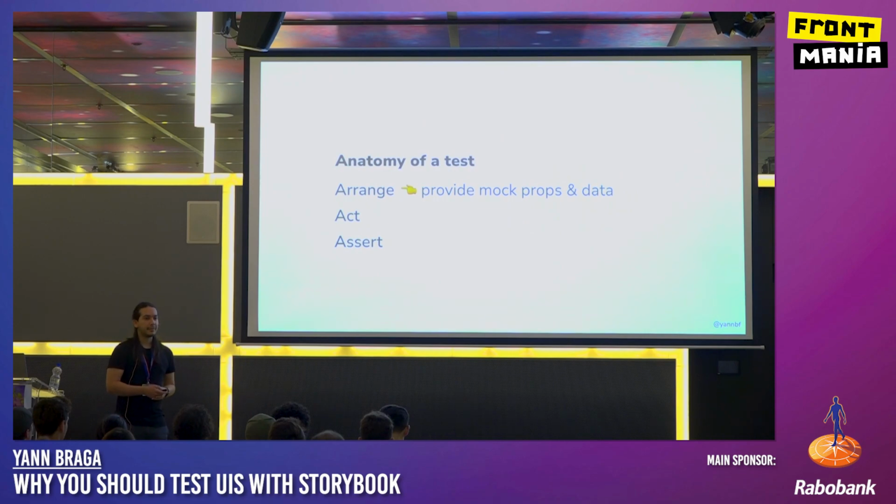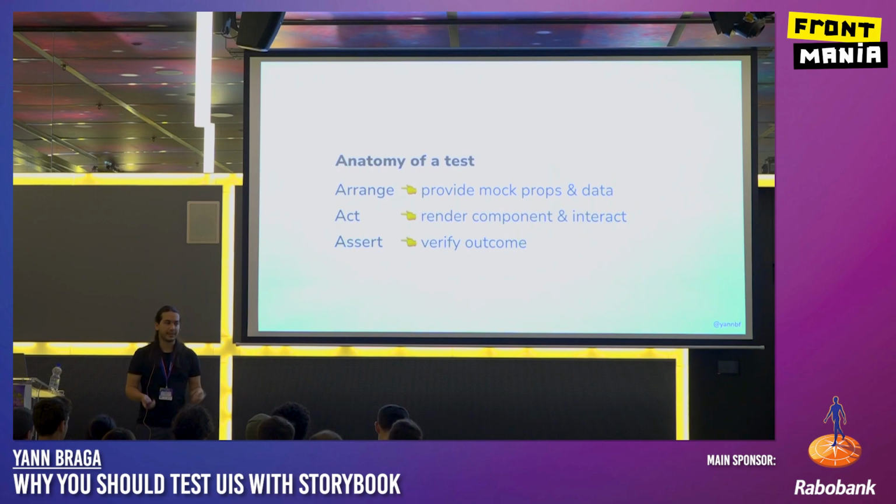The act is pretty much when you want to render your component, so you want to make sure that it's actually rendering correctly, and you're also interacting with it. And after you're interacting with your components, you want to be sure that you can verify the outcome. So for instance, if I click on a button, does that pop up a modal? Does the modal exist after I click on the component? If not, then probably my tests are failing. So it's pretty important to be able to structure your tests and write them in an easy way so that you get more confidence.